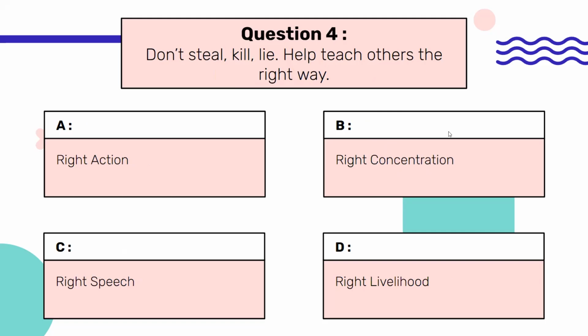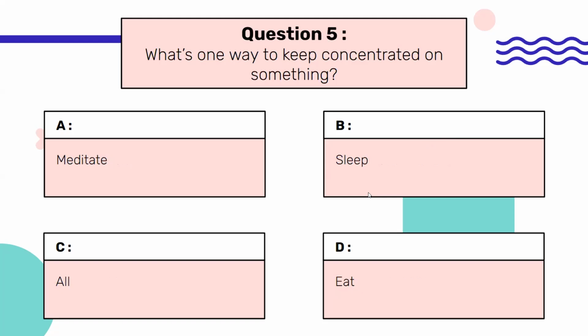Next is question 4. Do not kill, lie, steal. Help teach others the right way. Which part is this of? A, action, B, concentration, C, speech, and D, livelihood. And the correct answer is A, right action. What's one way to keep concentrated on something? A, meditate, B, sleep, C, all, or D, eat. And the correct answer is A, to meditate.